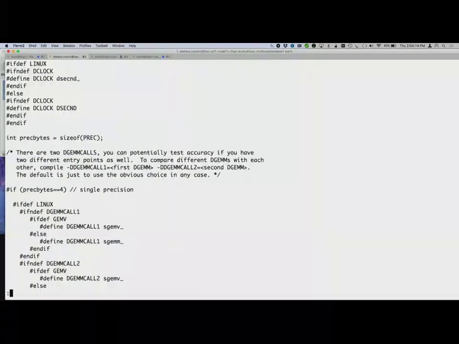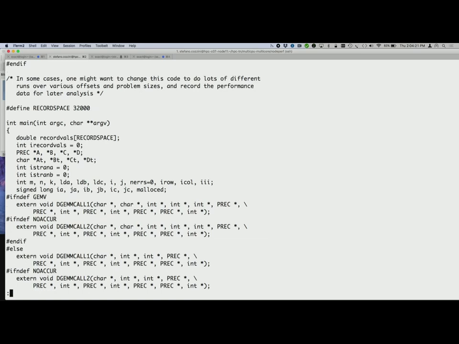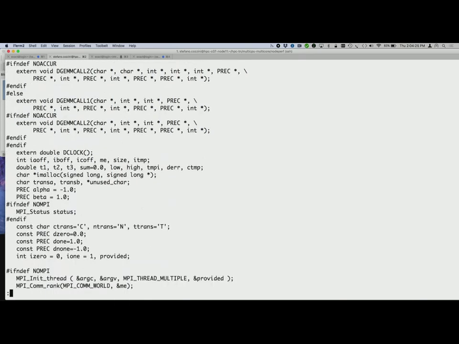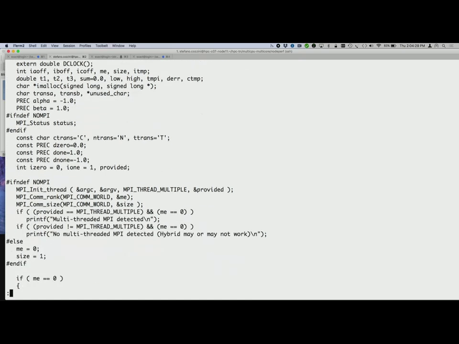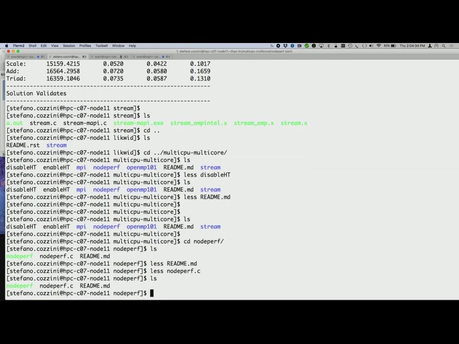So this is actually the right way. It does nothing but matrix-matrix multiplication, but it does it in the right way, exploiting at maximum the hardware of the machine. Okay, so this is actually nodeperf.